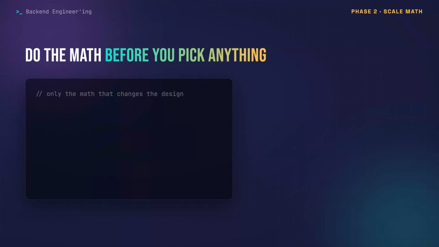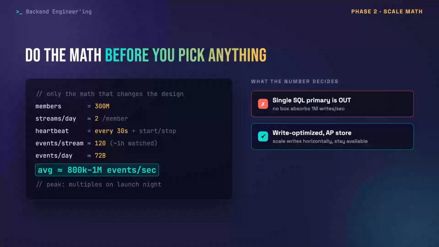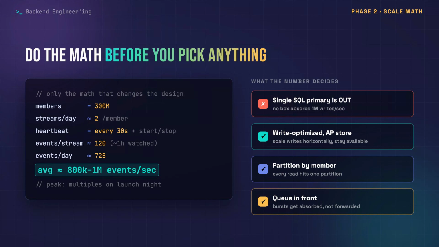Average that across the day, and it's around 800,000 to a million events every second. And on a big launch night, several times that. And that one number makes 4 decisions for us before we have even named the technology. A single relational database as the primary, out. Nothing swallows a million writes a second in one box. So we need a store that's write optimized and stays available under load. We partition the data by member, so any one person's reads land in a single place. And we put a queue in front, so those brutal bursts get absorbed instead of slamming the database. Still no product name. The shape came straight from the math.